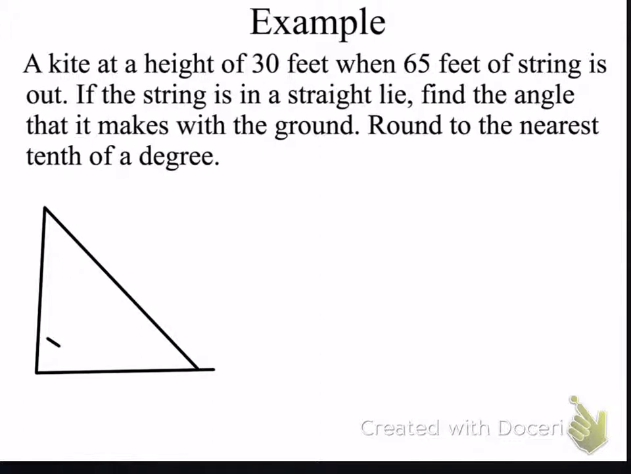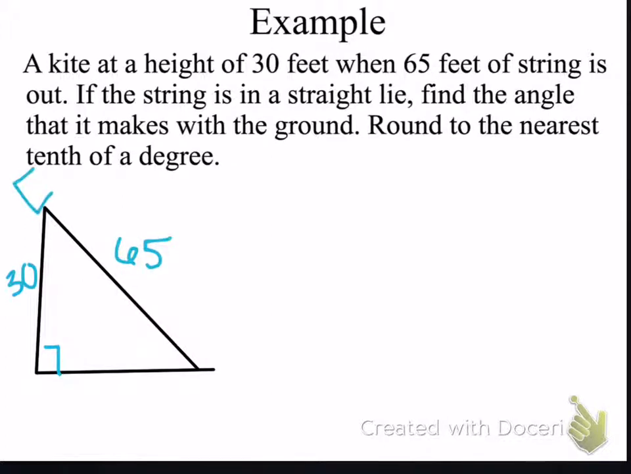And here's our right angle. That's not too good. Alright, so here's our right angle. A kite at a height of 30 feet. So this is our 30 feet. When 65 feet of string is out. So 65 feet would be our hypotenuse.